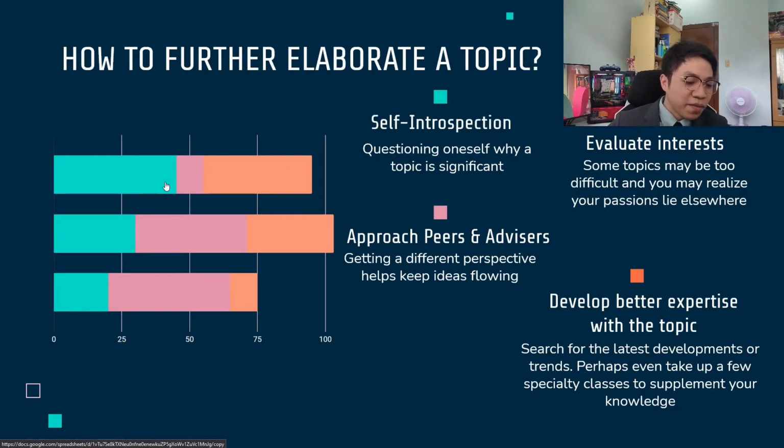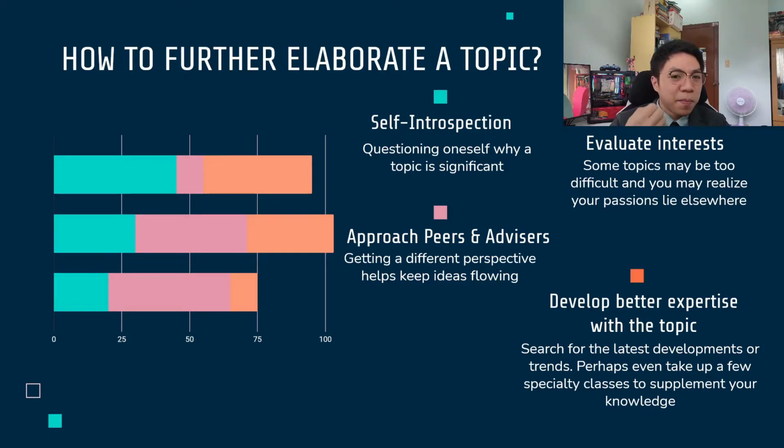So how do we further elaborate a topic if you only have a research topic? The first one would be self-introspection. You start by questioning yourself on why this topic is significant. Why did you think that you could use this topic? The second would be to evaluate interest.